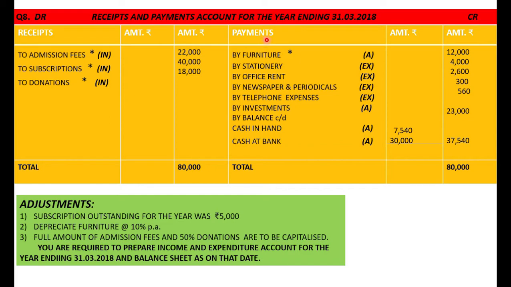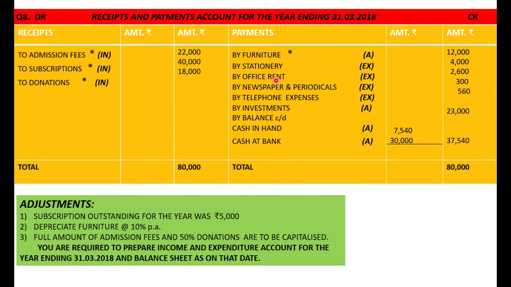Payment side. Payment side ledger balances are either posted on the asset side of the balance sheet or on the expenditure side of income and expenditure account, that is the debit side. By furniture are assets and they are recorded on the asset side of the balance sheet. By stationery are the expenses. They are recorded on the expenditure side of the income and expenditure account, that is the debit side.